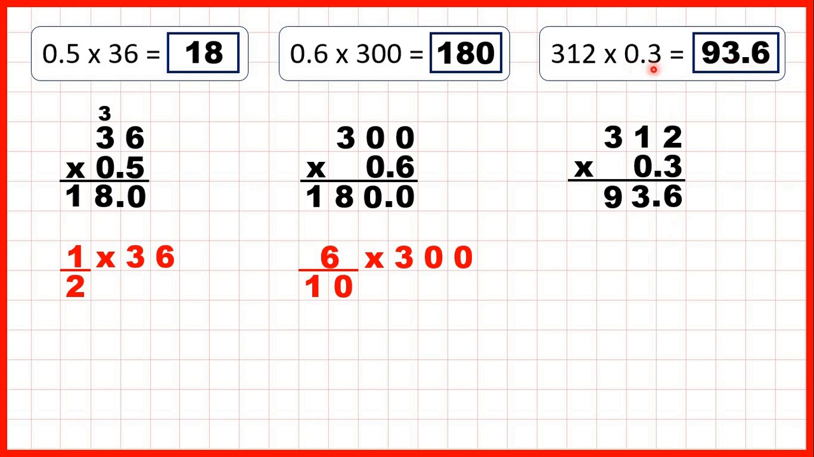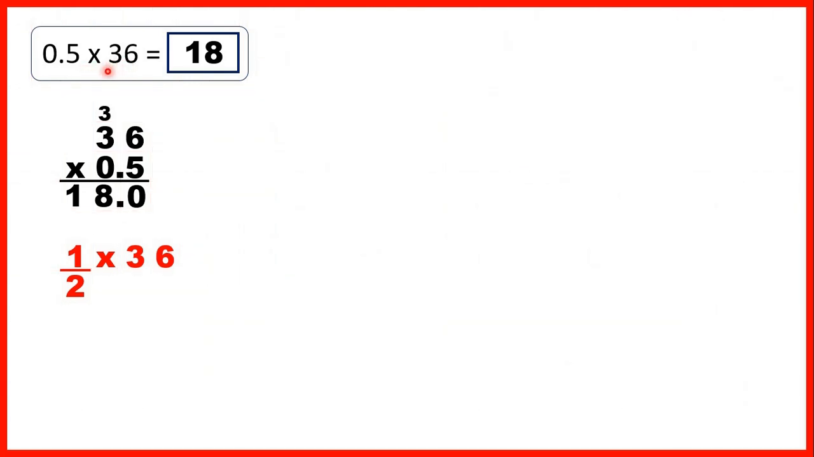Again, we could have changed 0.3 to 3/10 and multiplied that by 312. 312 divided by 10 is 31.2, and then 31.2 times 3 gives the same answer as 312 times 0.3. Or we could have multiplied the numerator first. 312 times 3 is 936, and then we could have divided that by 10 to get our answer, 93.6.